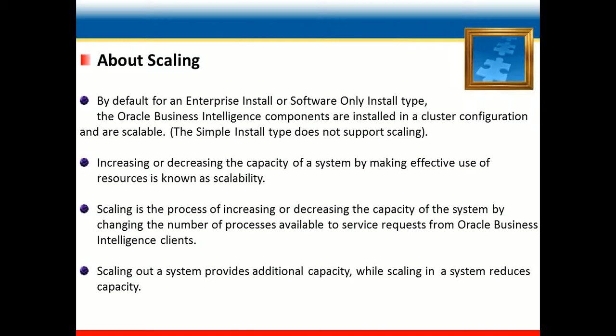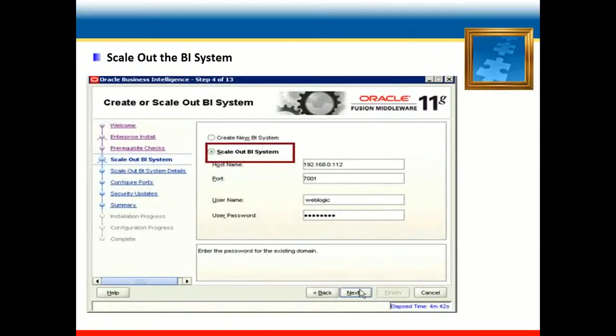Increasing or decreasing the capacity of a system by making effective use of resources is known as scalability. Scaling is the process of increasing or decreasing the capacity of the system by changing the number of processes available to service requests from Oracle Business Intelligence clients. Scaling out the system provides additional capacity, while scaling in the system reduces the capacity. It depends on what type of scaling we are using, vertical scaling or horizontal scaling.